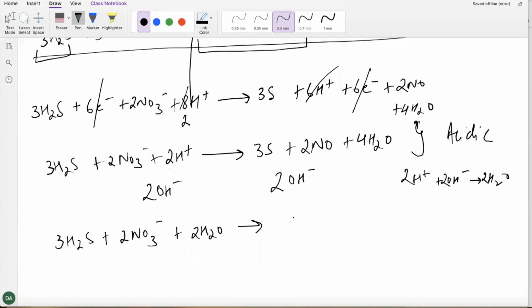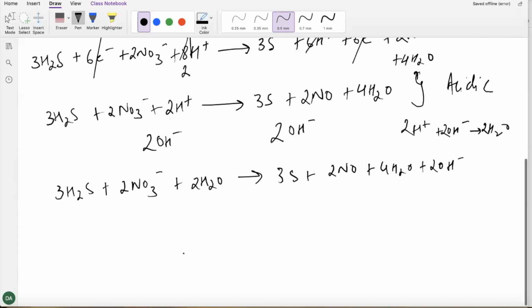Right. Now, on the right-hand side, you have 3S, and you have 2NO, and then you have 4H2O, and then you have 2OH minus. Now, do you see anything else, guys, that can be canceled here? Water. So you have these 2 waters, take off 2 waters from here, so out of 4, you're left with 2H2O. Okay? Now, do you see anything else that can be canceled? No. So guys, this is what condition? Basic. And that OH minus is indicating that.